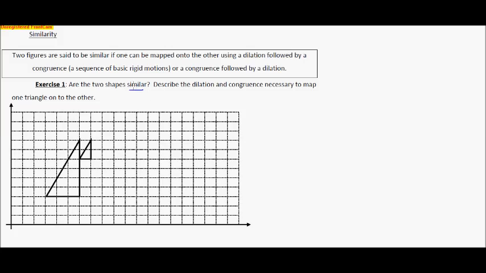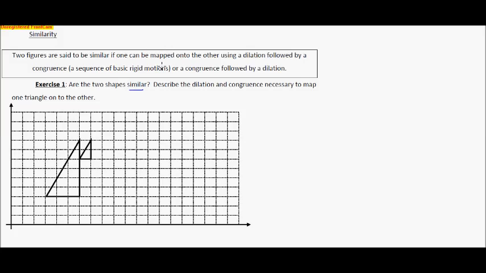Hi everyone, this video is entitled Similarity, and we've been using that term the last couple sections. We said that if two things are similar, they are the same shape but not necessarily the same size. In this little section, we're going to be a little more precise with how we say two things are similar, and we're going to define it as what's in this box here, which is on your packet.